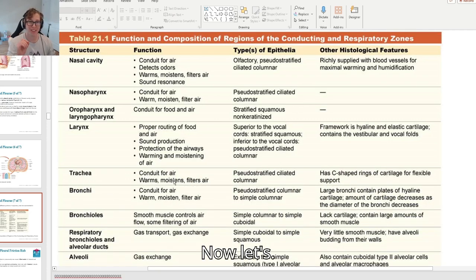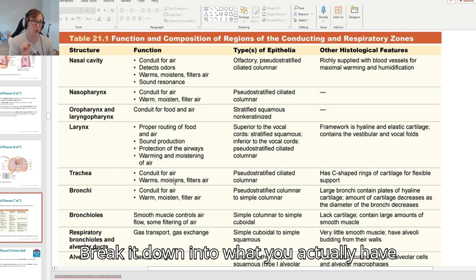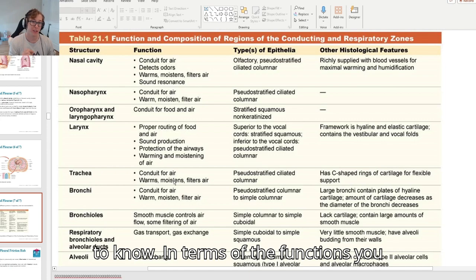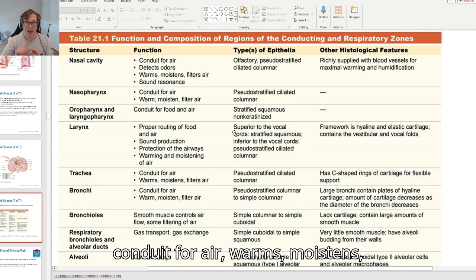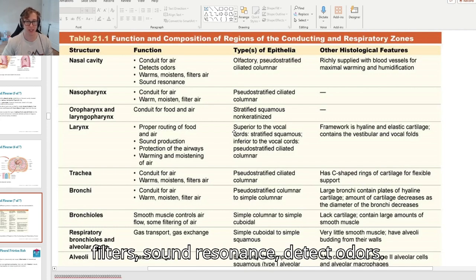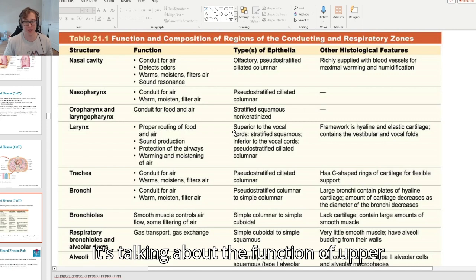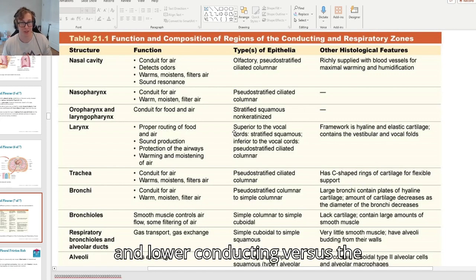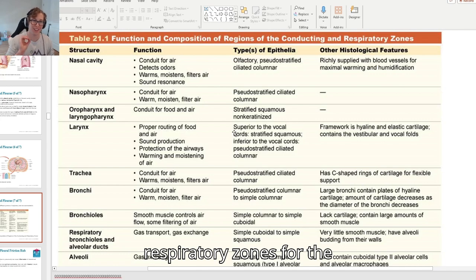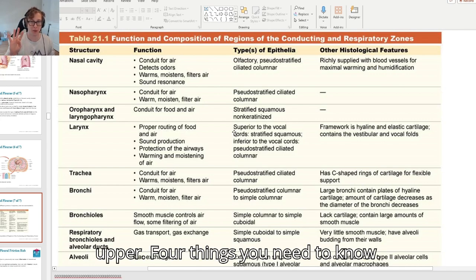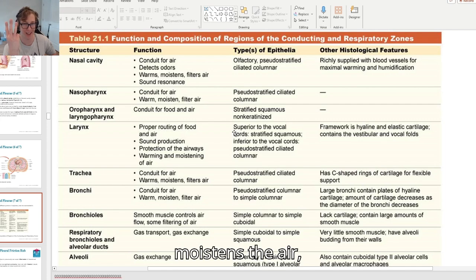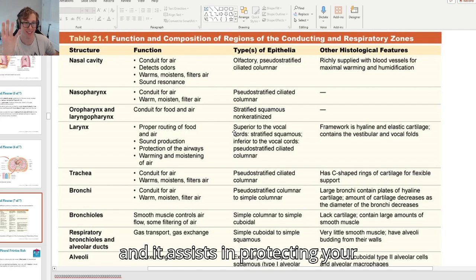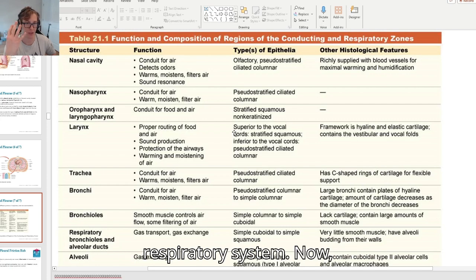Now, let's break it down into what you actually have to know. In terms of the functions, you can see here most of them is just conduit for air, warms, moistens, filters, sound resonance, detect odors. It's talking about the function of upper and lower conducting versus the respiratory zones. For the upper, 4 things you need to know. It moves air. You can detect odors. It warms and moistens the air. And it assists in protecting your respiratory system.